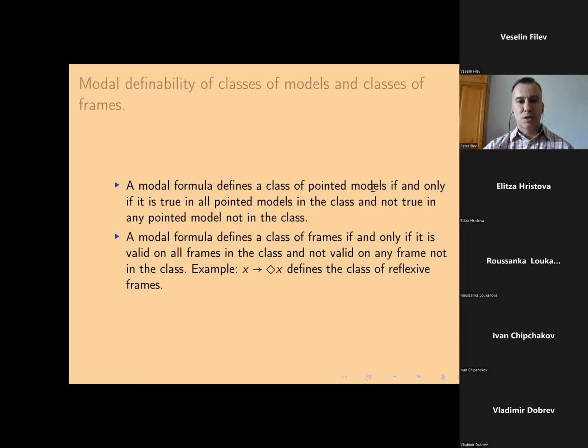The previous example was that this formula defines the class of reflexive frames because it is valid on every reflexive frame and it is not valid on frames that are not reflexive. But not valid means that for every non-reflexive frame, you can find a falsifying pointed model. How you find it is a completely different problem.